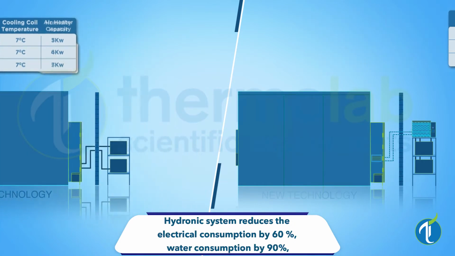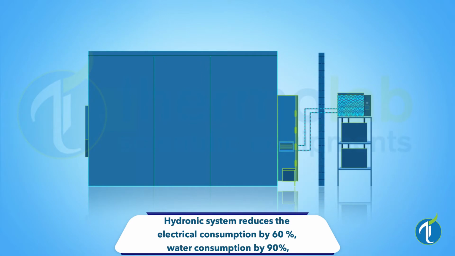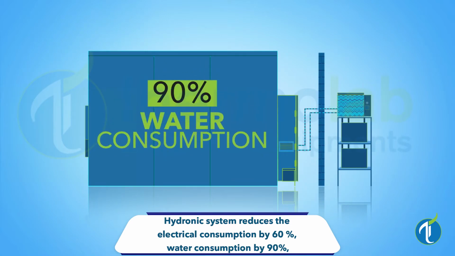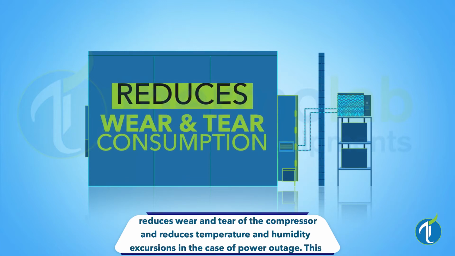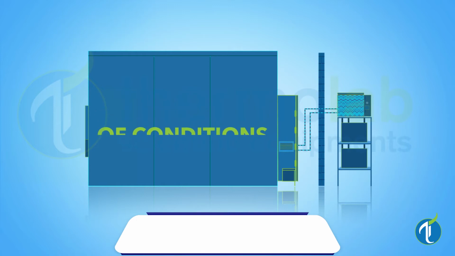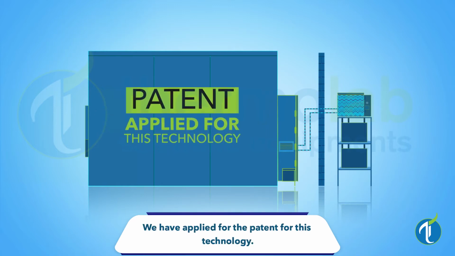The advantage of using the hydronic system is that it reduces the electrical consumption by 60% and the water consumption by 90%. The wear and tear of the compressor is reduced, and there is fast recovery of the conditions. We have applied for the patent for this technology.